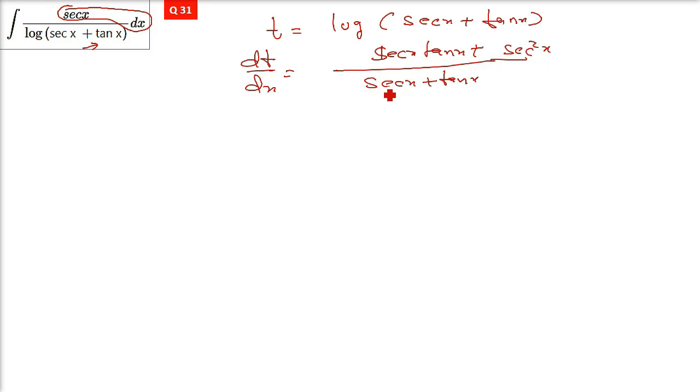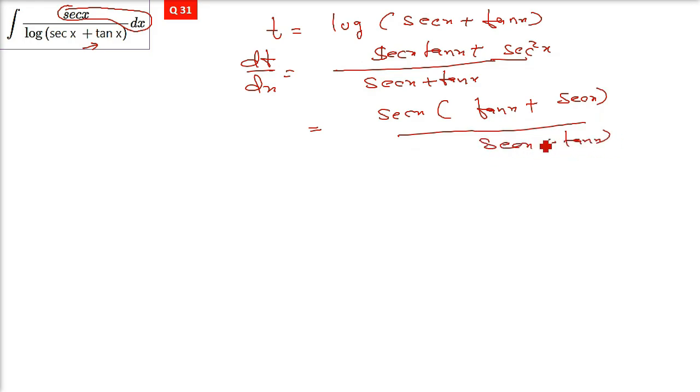I am going to give you that feeling that we are going to get sec x plus tan x. How? Just take this sec x outside. When you take this sec x outside, you will get tan x first, and the second is only sec x. So you are going to get sec x plus tan x in the numerator, also in the denominator. You can cancel it. Only sec x will remain. dt by dx is equal to sec x. You can take this dx, which is in the denominator, to the right hand side. The dt will be equal to sec x dx.